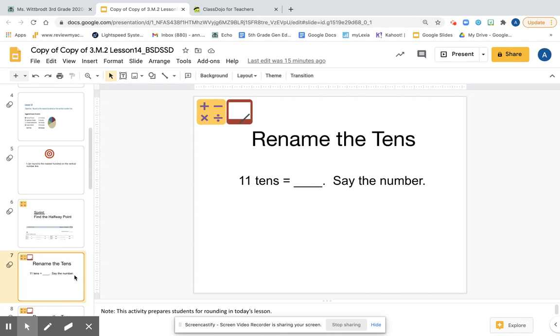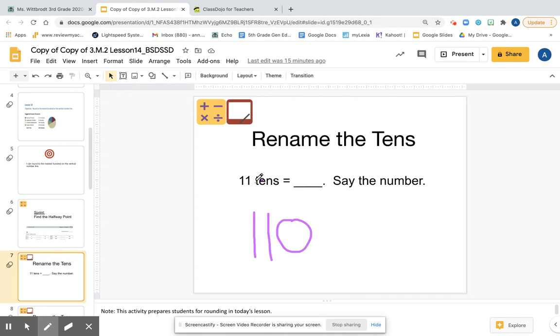So renaming tens, 11 tens equals. Pause the video, write what 11 tens would look like. If you wrote down 110, you are correct. So an easy rule is adding that place value and adding that 0 when it comes to 11 tens or 11 hundreds. Now, 11 tens looks like 110.